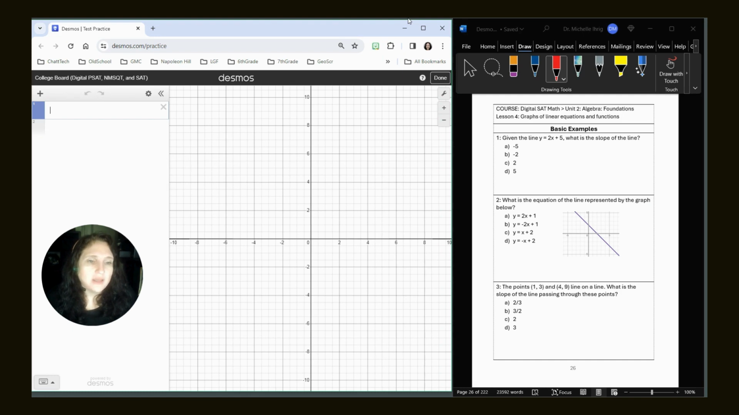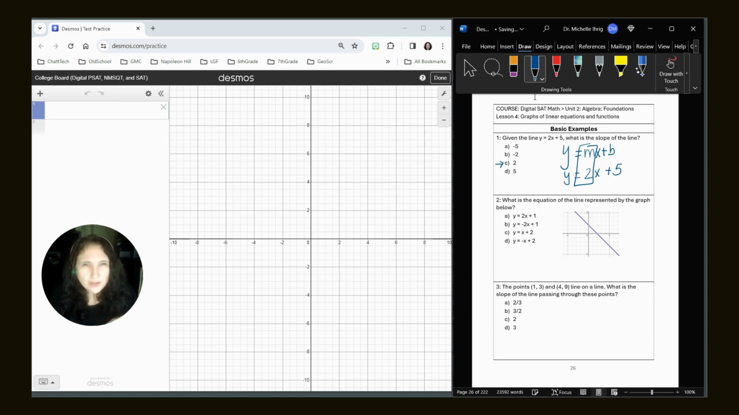Given the line y equals 2x plus 5, what is the slope of the line? Well, it seems like every student on the planet remembers y equals mx plus b. You might not know what it means, but you might remember it. Y equals mx plus b is y equals 2x plus 5. So m is our slope. So the answer is 2.